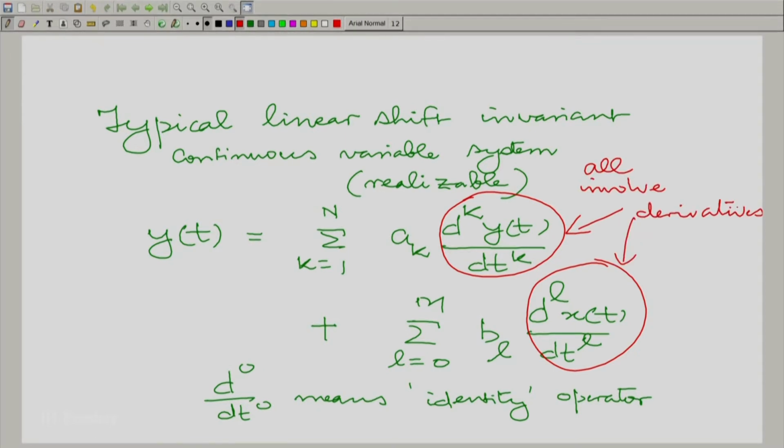And therefore, it is very important that we understand what happens to the Fourier transform when we take a derivative. So, let us now proceed to bring out the connection between what happens to the derivative of a time signal and what happens to the corresponding Fourier transform. Let us now derive the property.